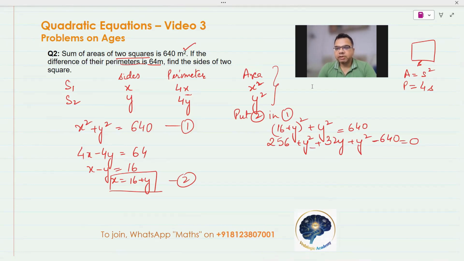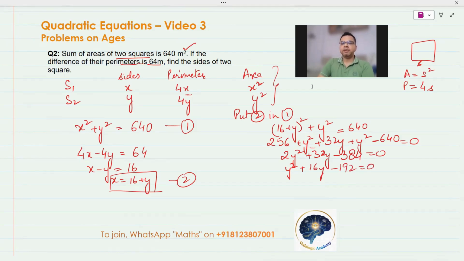So y square and y square will get added, right? It will become 2y square plus 32y, and this minus 640, and I have to subtract 256 from it. So it will become minus 384, equals 0. And I can still divide the whole equation by 2, because all the terms that you see here have 2 in common. So I'll divide the whole equation by 2: y square plus 16y minus 192 equals 0.